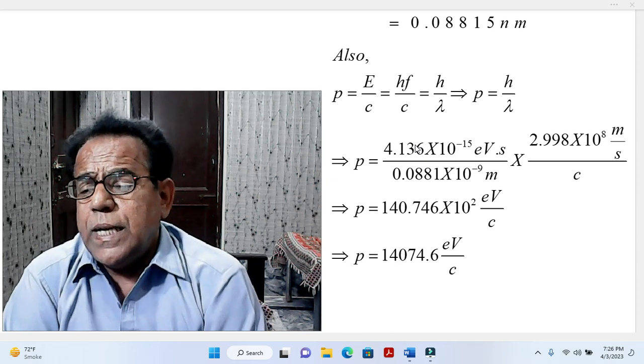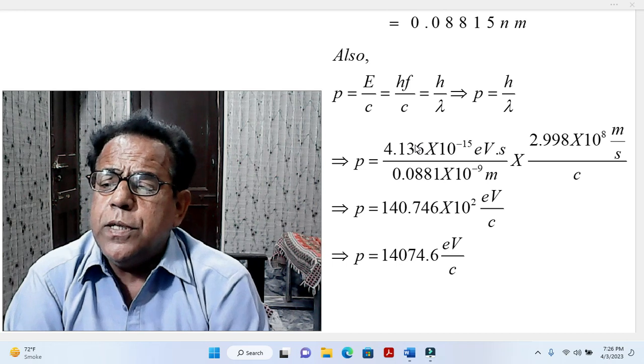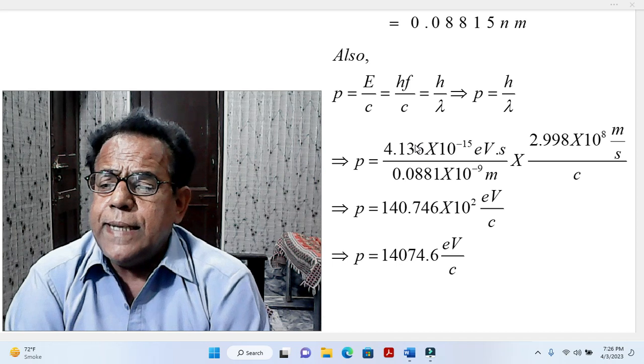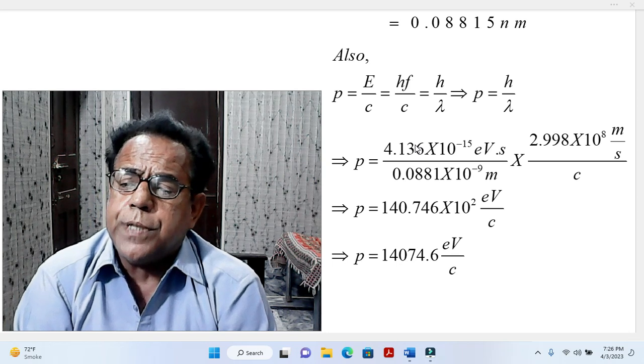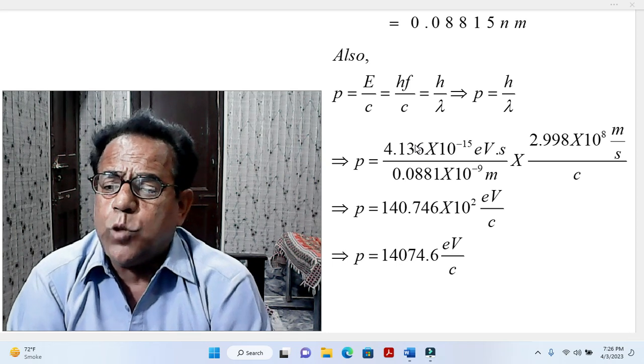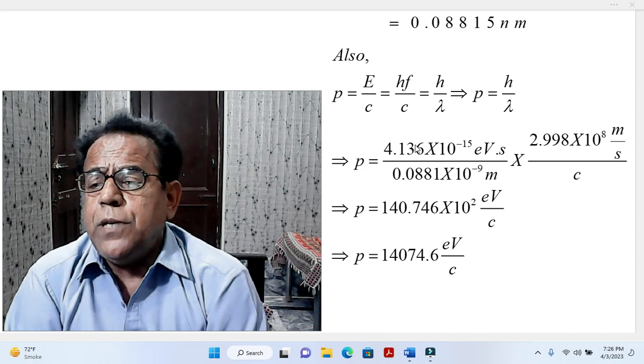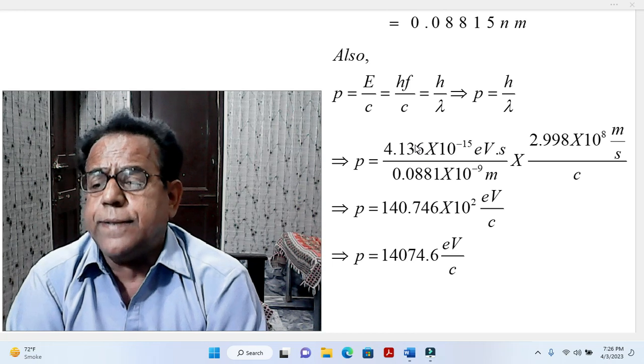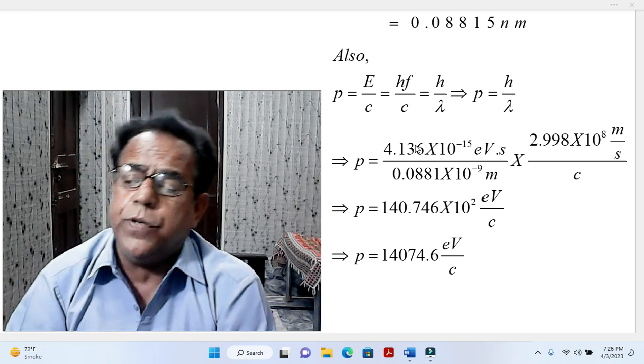When we remove 10 to power 2, that is 100, this decimal will be shifted 2 steps ahead. That is, in place of 140, it will become 14,074.6 electron volt over C.